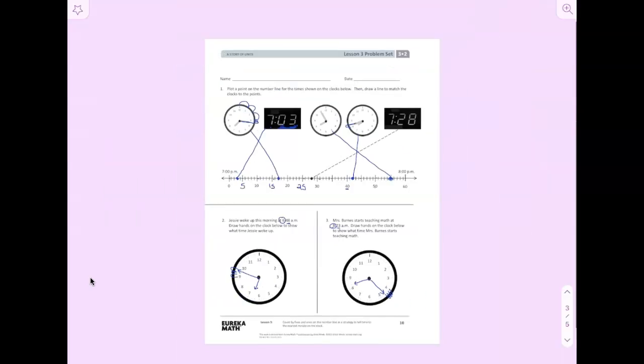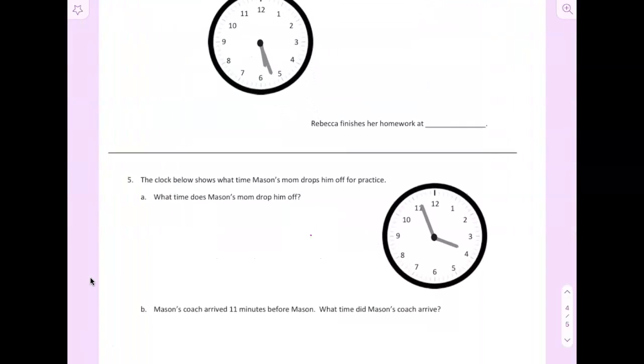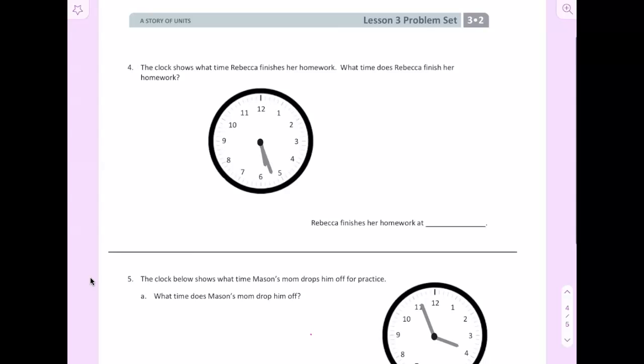The next page, if I can get there. Read it with me. The clock shows what time Rebecca finishes her homework. What time does Rebecca finish her homework? Well, remember the long hand is the minute hand. Long hand is the minute hand. So let's do the minutes first. 5, 10, 15, 20, 25, 26, 27. I think she's at 27.